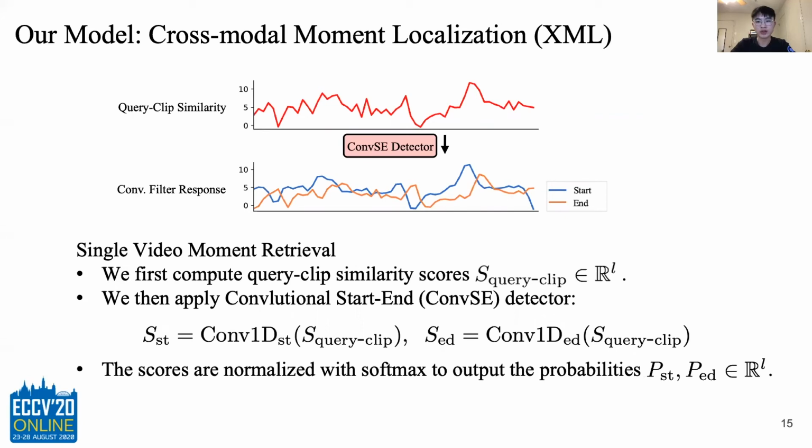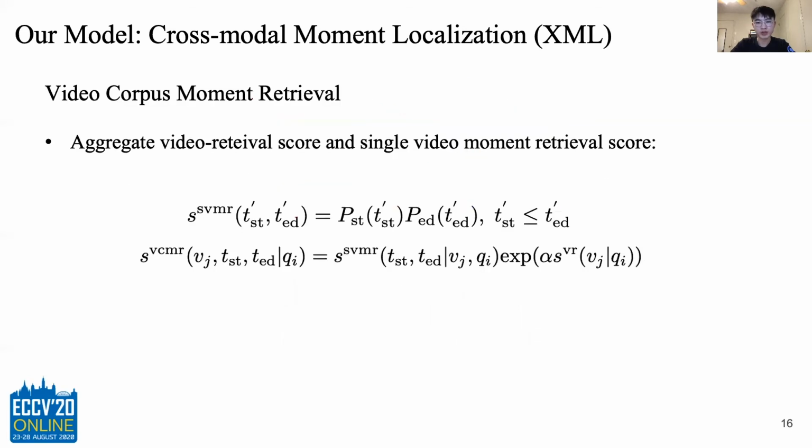The intuition here is that the clips inside a semantically close span will have higher similarity to the query than those outside, naturally forming detectable edges around the span. The filter scores are then normalized with softmax to output probabilities of each position being the ground truth position. This module is trained to maximize the scores of the ground truth positions with cross-entropy. To generate corpus-level scores, we aggregate the video retrieval scores and the moment-level scores together.